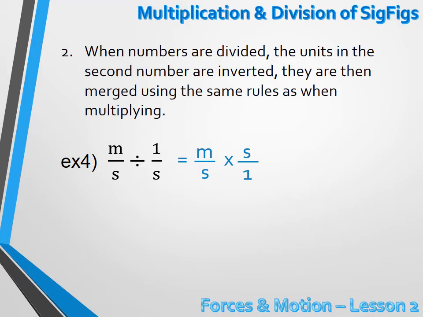We then factor out anything that's the same in our numerator and our denominator, and since we have a seconds on the top and a seconds on the bottom, they can factor out. That will leave me with an m on the top and a 1 on the bottom, which m divided by 1, we wind up with just m as an answer for our units.